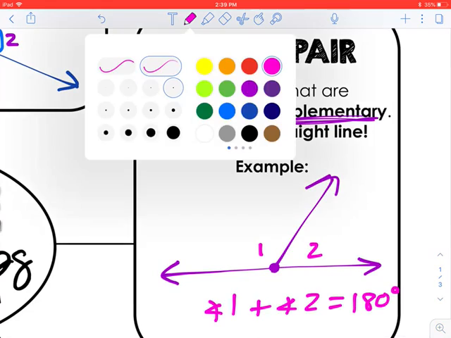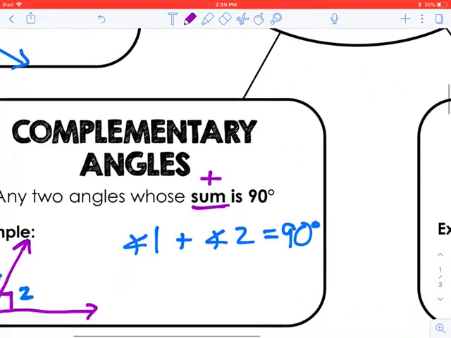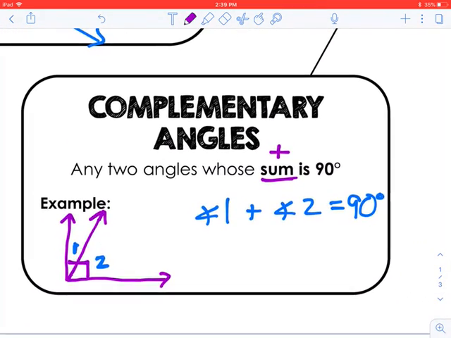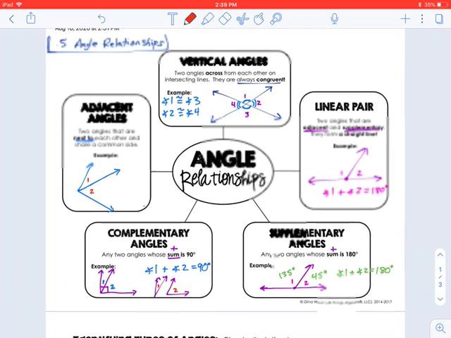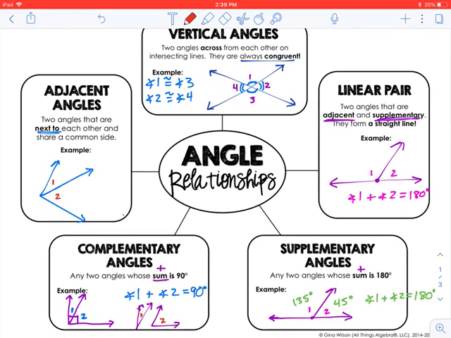All right? So now that goes the same way for these. Okay? 1 and 2 make 90, but we might have two separate angles like this and this where they don't touch. They're not adjacent, but they're still the same thing. 1 and 2 add up to 90. That's possible too. Okay? So that's all the relationships: vertical angles, adjacent angles, complementary and supplementary, and then a linear pair, which goes right with supplementary.